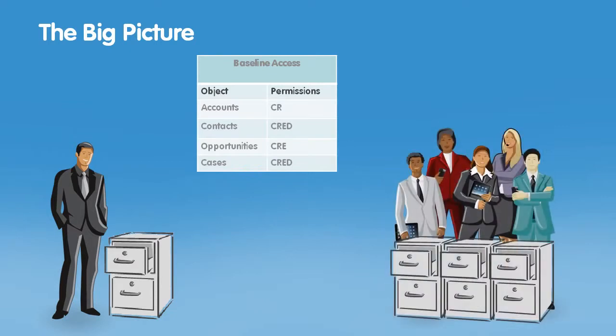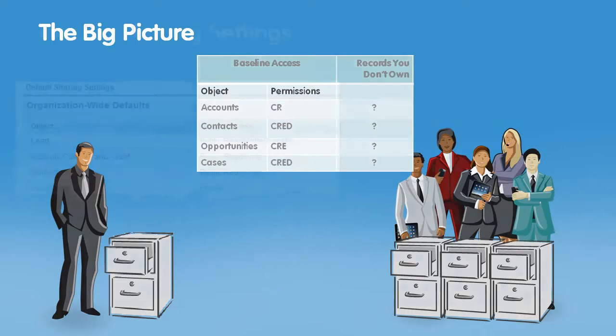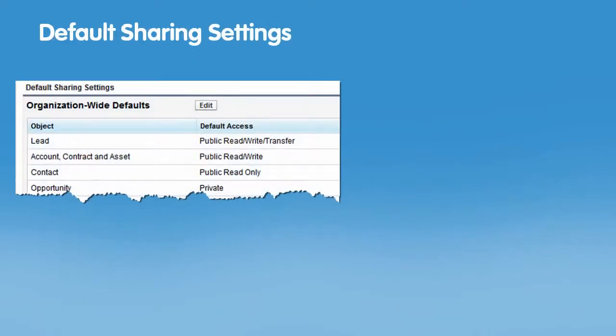But what about records they don't own? Do we want them to have the ability to edit and delete each other's contacts? Or to read and edit each other's opportunities? The organization-wide defaults for sharing settings determine what access and permissions users have to records they don't own. Let's look at some of the options.